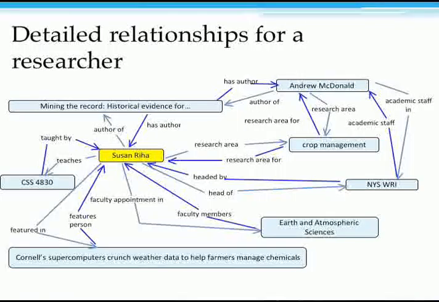Let's look at a more detailed example from Cornell. So here we have a particular researcher, a faculty member at the institution, who is the author of a particular paper, who teaches a course at the institution, who is featured in a particular news article, a member of a department, is heading up a particular research program, works in a particular research area, is a co-author with another faculty member who's also in the same research area. So you have people identified by these explicit relationships with unique and defined objects in the system.